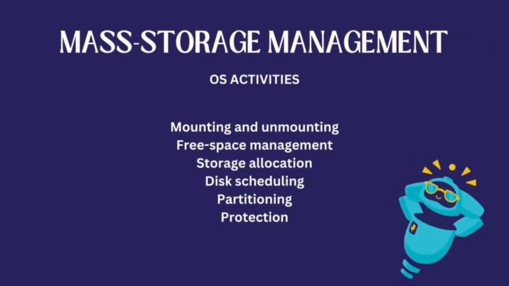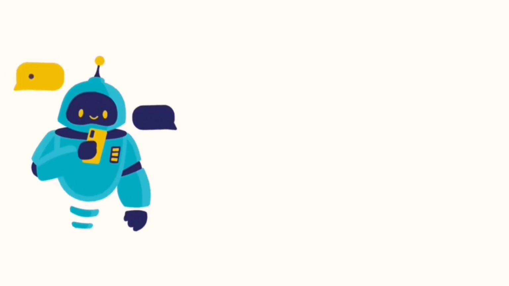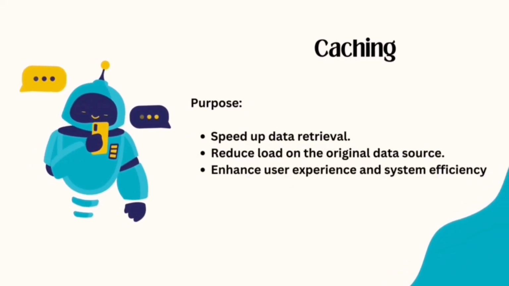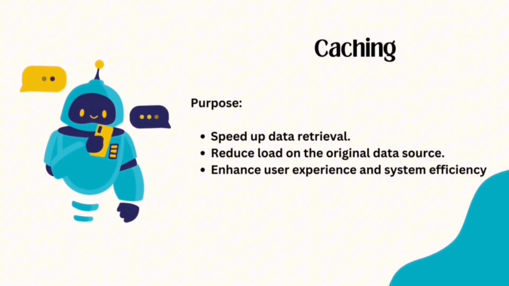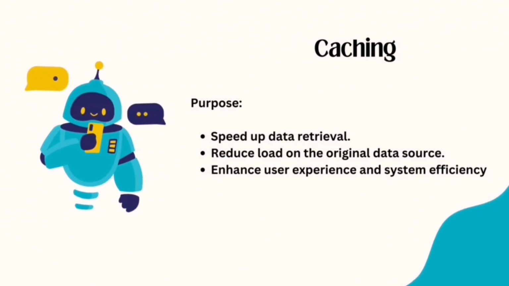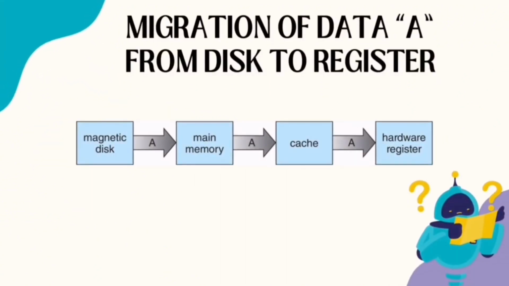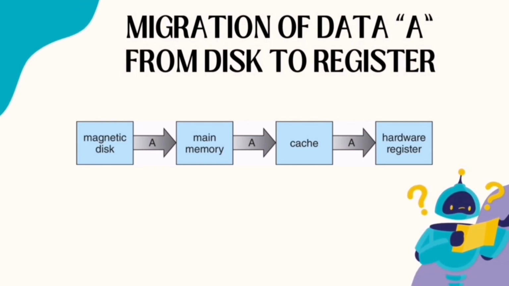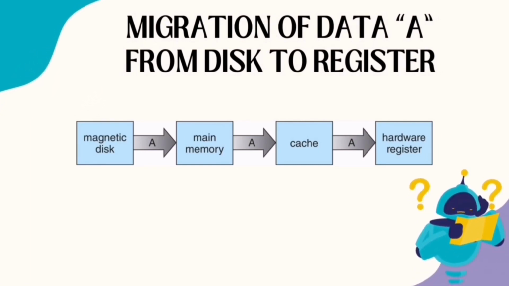The OS activities for mass storage management are mounting and unmounting, free space management, storage allocation, disk scheduling, partitioning, and protection. The purpose of caching is to speed up data retrieval, reduce load on the original data source, and enhance user experience and system efficiency. So this is the flow of migration of data A from magnetic disk to hardware register.